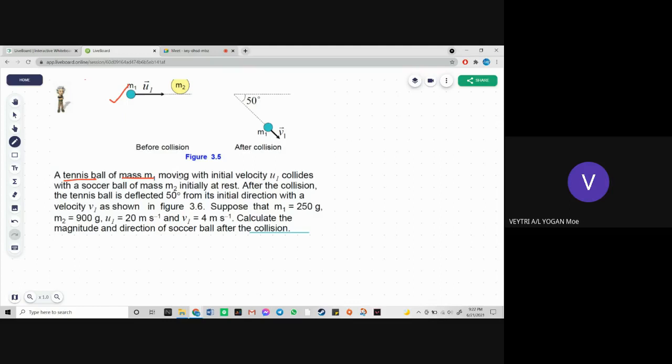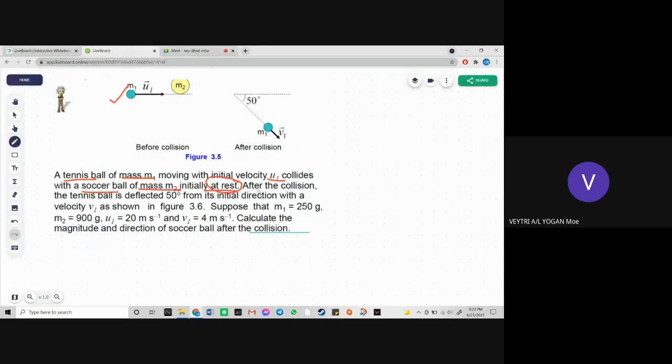Okay, now let's move on. A tennis ball of mass M1 moving with initial velocity U1 collides with a soccer ball of mass M2 initially at rest. It means M1 has its initial velocity, but M2's initial velocity is zero. The moment there's words like at rest and so on, it's zero. Alright, now let's move on. After the collision, the moment they say after the collision, it is the final velocity and so on. Or M2, V2.